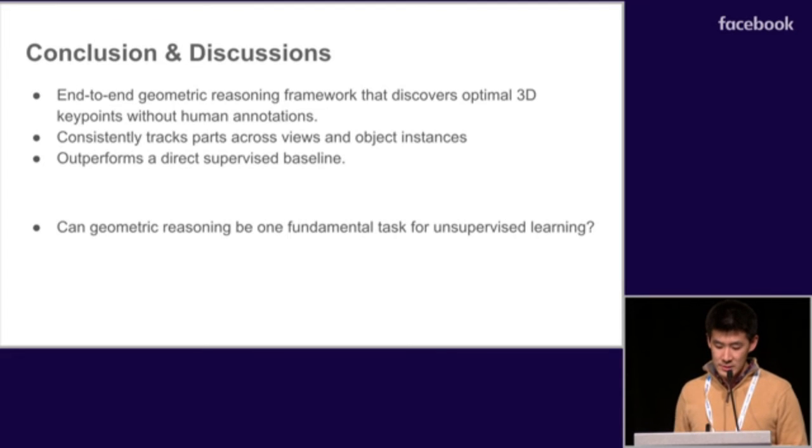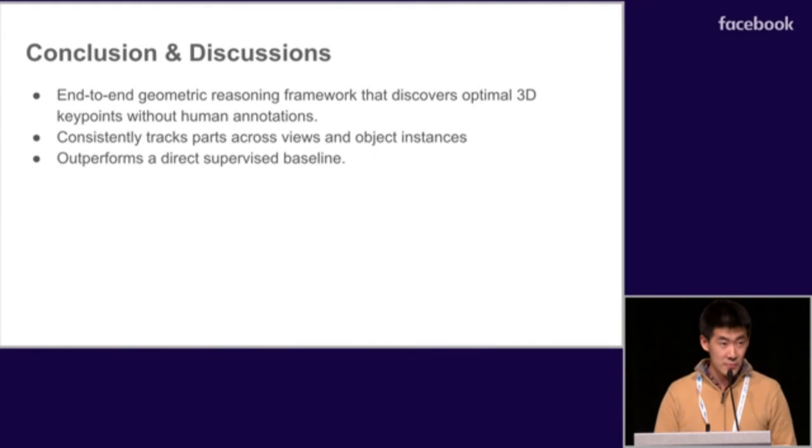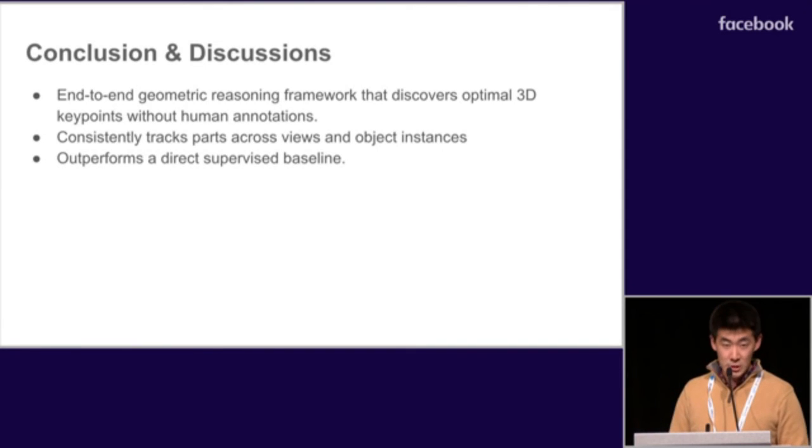And a few takeaway messages are that if you have a geometric reasoning task, and you can differentiate through it and train it end-to-end, it can be quite effective and provides a pretty large performance gain. But if you can't differentiate through your task, or if your goal is to do unsupervised learning, you could still consider geometric reasoning as an auxiliary task.